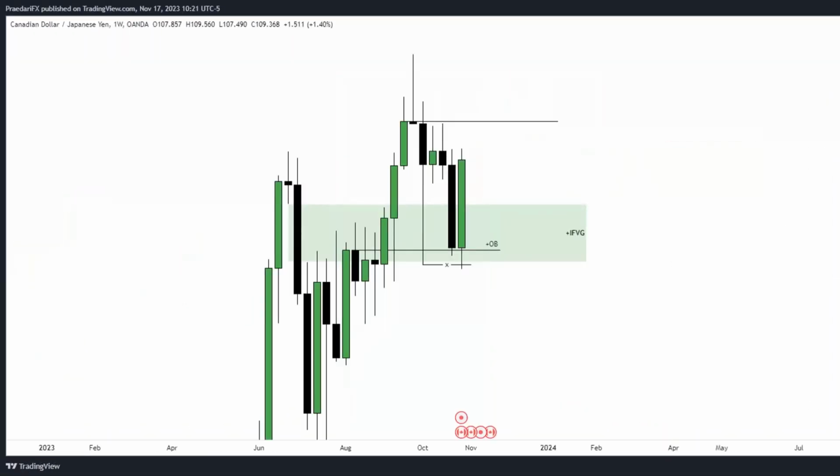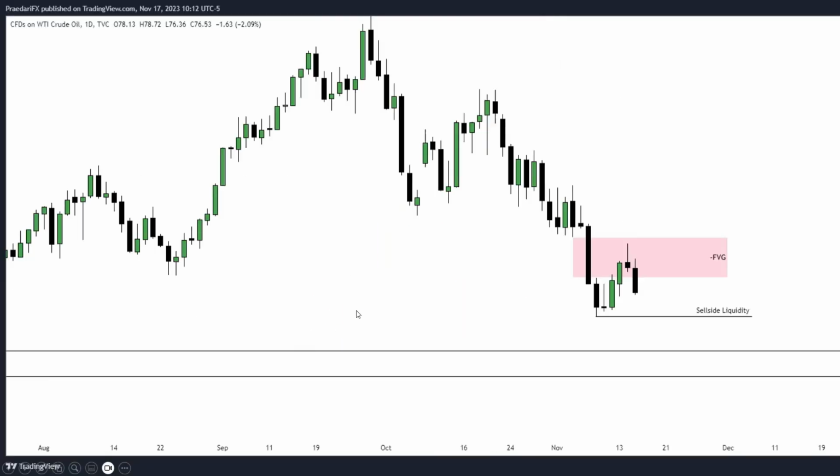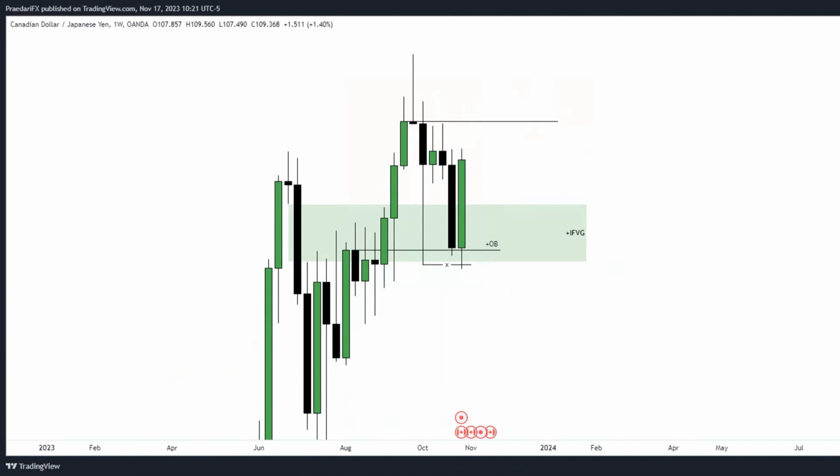Now I want to look at an example where the time frames are conflicting. So let's go back quickly to the time frame alignment. As I said, preferably you want all the time frames to be one-sided and supportive of each other. So for this example, we'll be wanting to trade the daily range. Our weekly and daily charts are one-sided, but the 4-hour and hourly are conflicting. Let's get into the example. So this is a CAD JPY chart on the weekly.